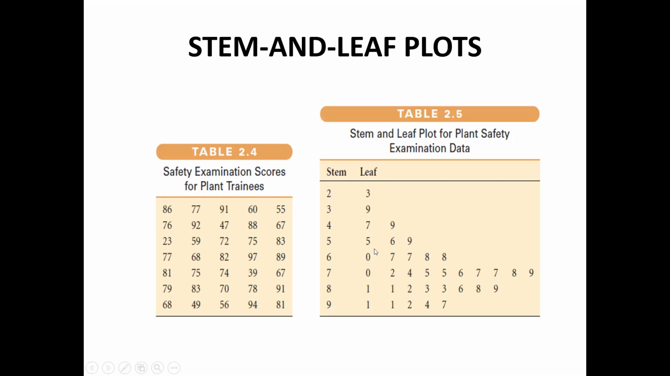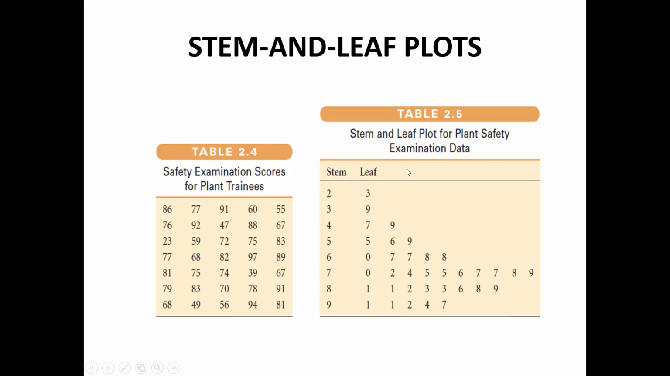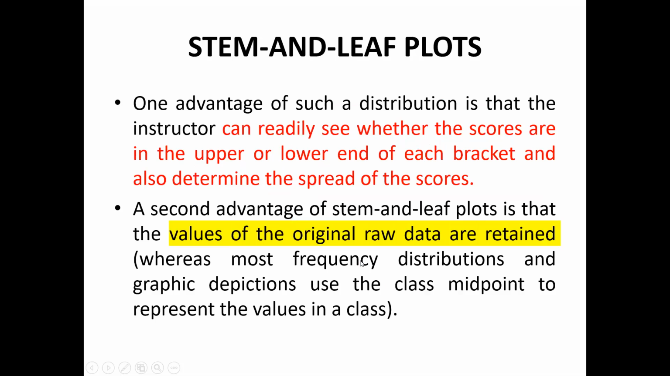So from this you can find out which number is repeating the maximum number of times, and in which range there are more numbers. So let's suppose in the range of 70 to 80 there are more numbers. So one advantage of such a distribution is that the instructor can readily see whether the scores are in the upper or lower end of each bracket. So from here you can see that at the lower end, below 60, there are more numbers as compared to from 20 to 50.